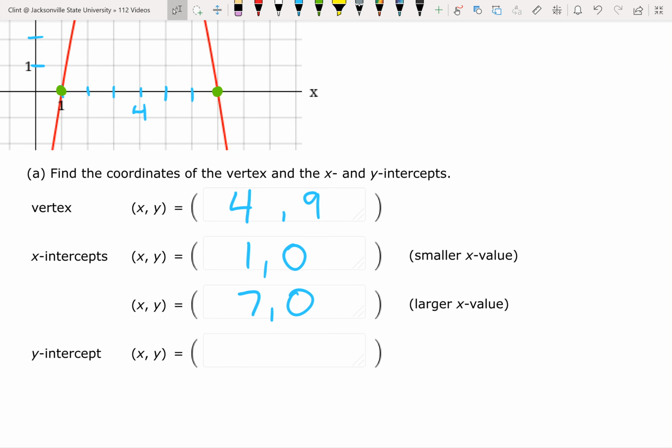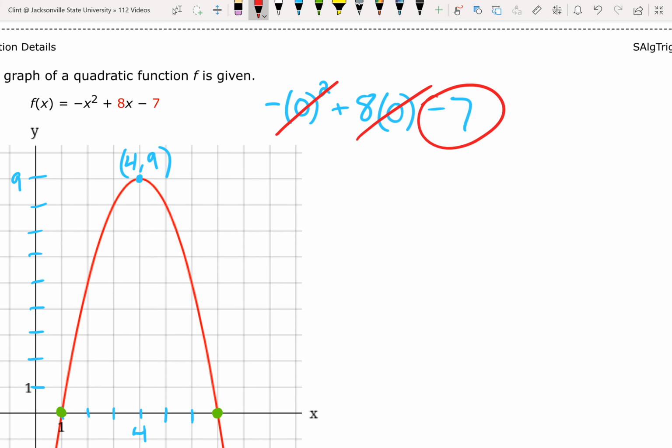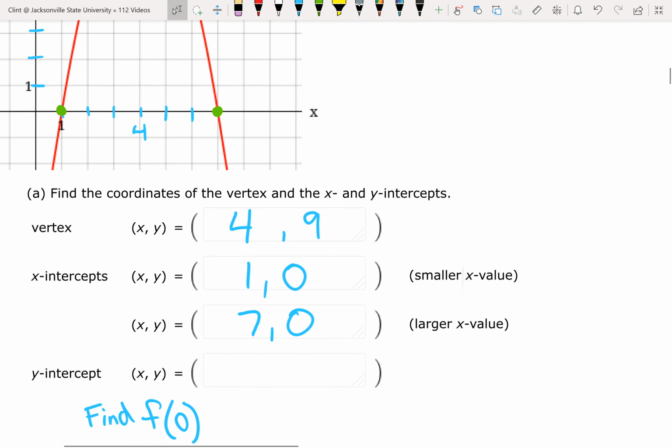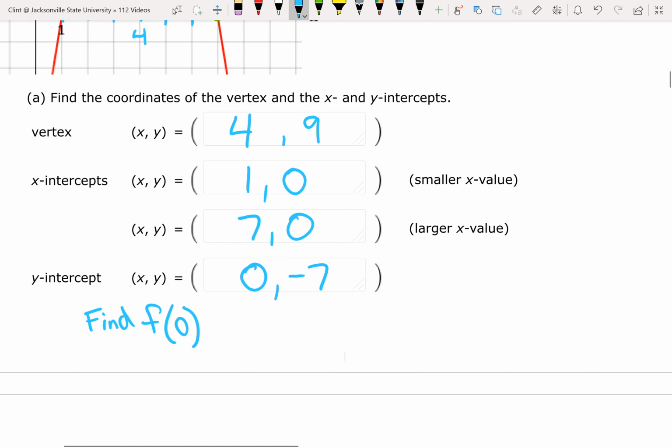Then it asks for the y-intercept. We can't see it on the graph, so what we have to do is find f of 0. That just means we're going to plug in 0 for x. So up here, if we plug in 0 for x, we'll get negative 0 squared plus 8 times 0 minus 7. And remember, everywhere we have an x goes away. So our y-intercept is at negative 7. So in our answer box down here, our y-intercept is (0, negative 7). Okay, got a little bit more on the next slide.